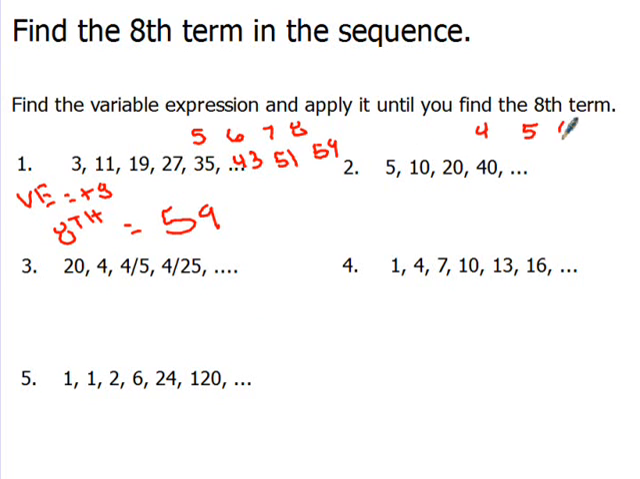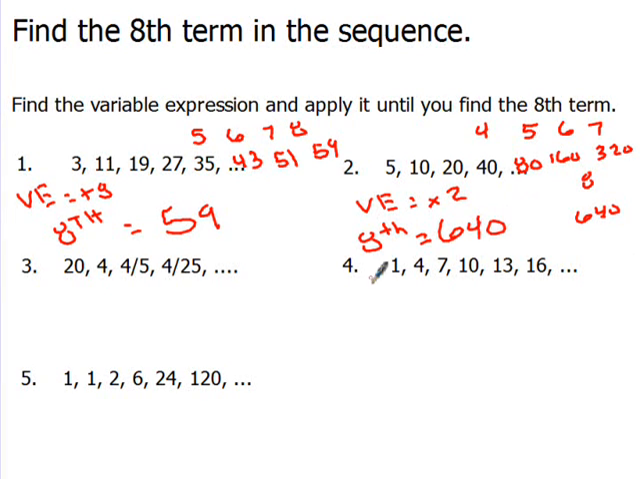Alright, over here, multiplying by 2 each time, so this was the 4th. So 5, 6, 7, and the 8th. This would be 80, this would be 160, 320, and 640. So my variable expression was times 2, and my 8th term was 640.